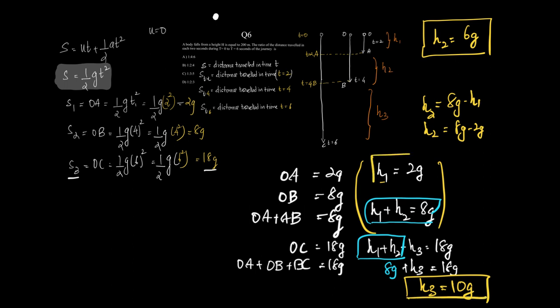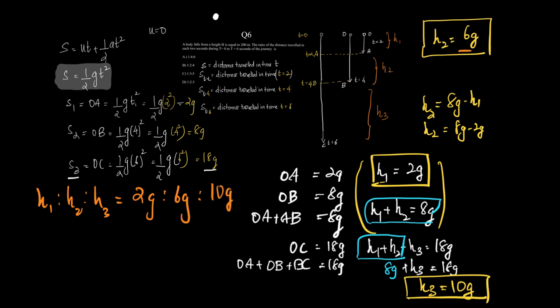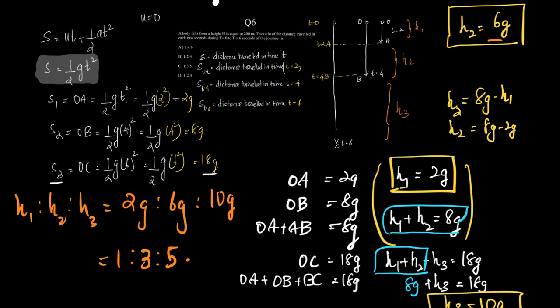So H1 is 2G, H2 is 6G, H3 is 10G. So H1 is to H2 is to H3 would be equal to 2G is to 6G is to 10G, which is equal to 1 is to 3 is to 5, which makes the required answer option C.